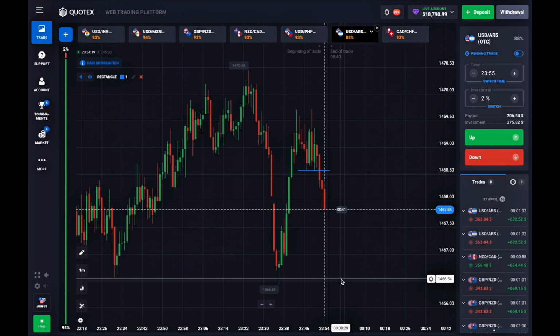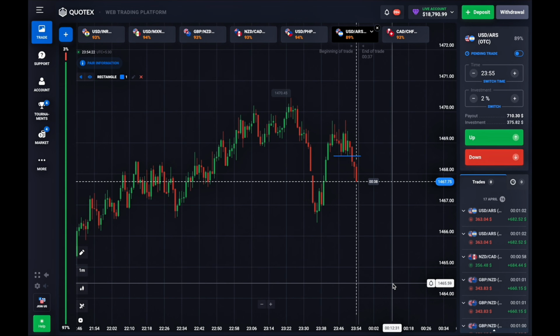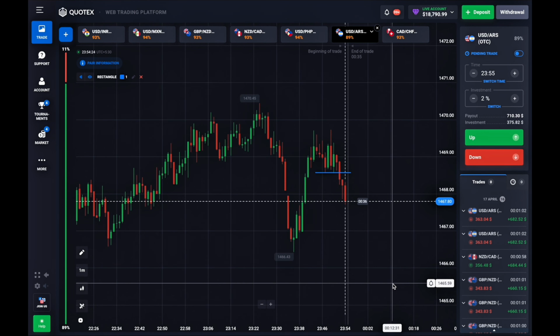I hope you understand how the sweep entry model works. I want you to practice this in your demo account and let me know in the comment section how this is going so far.